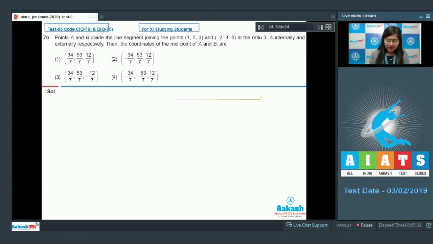So let us say this is the line segment. Let us say this point is P and this point is Q, right? So let us mark them here. P, that is (1, 5, 3), and this is Q, that is (-2, 3, 4). Now the point A is dividing them in the ratio 3:4 internally.